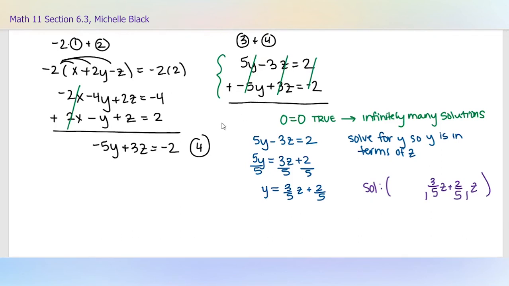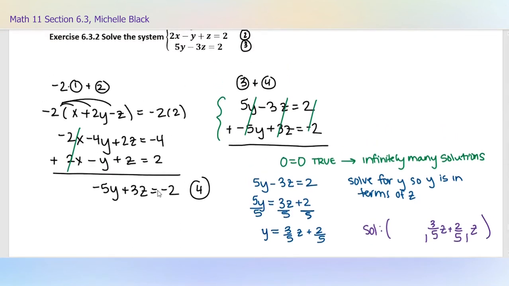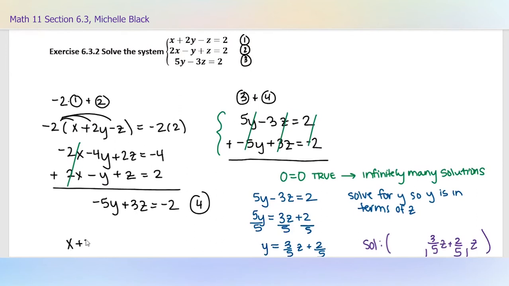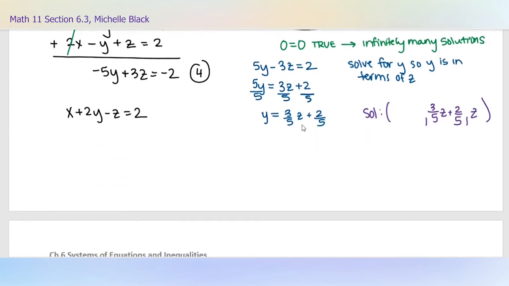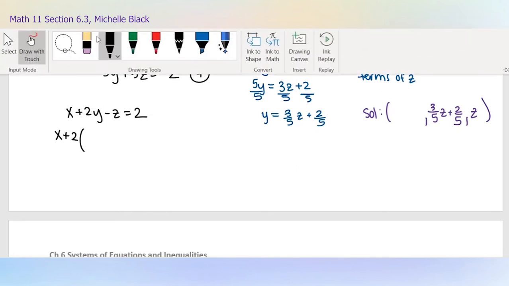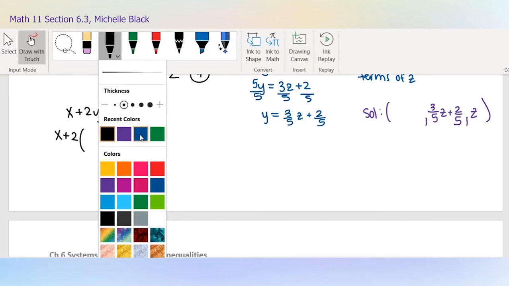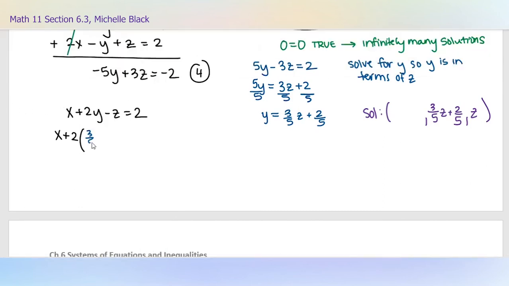So go pick one of your original equations, maybe equation 1, and we're going to solve for x. So I have x plus 2y minus z equals 2. But I know y. Y is what I have over here in blue. So this is really x plus 2 times 3/5 z plus 2/5 minus z equals 2. And if I solve for x, I will then have x in terms of z. So distribute that 2.